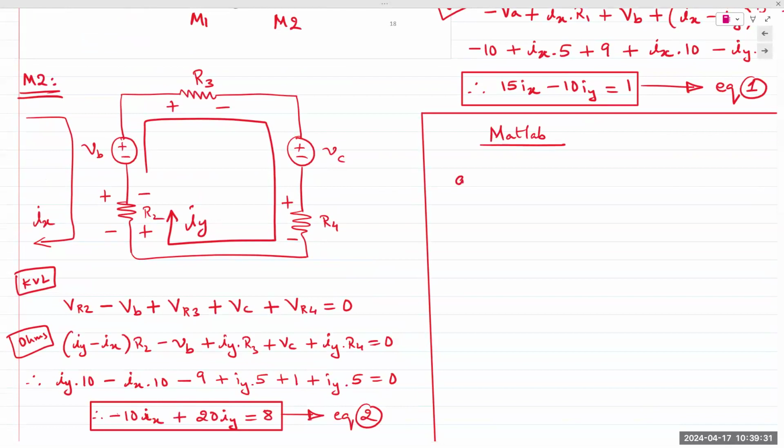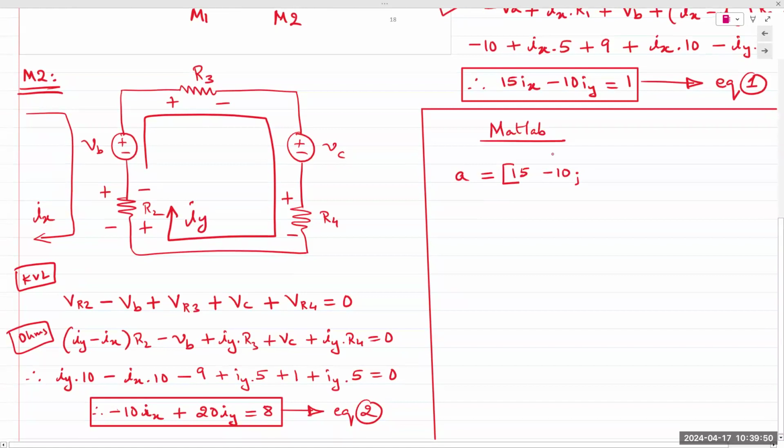It's not that difficult. You define a variable A with straight brackets, write out the constants from equation 1, which is 15 and minus 10. There should be a space between the two. Then use a semicolon to define the second equation. So minus 10 and then 20 and then press enter. It puts the entered values into a matrix.